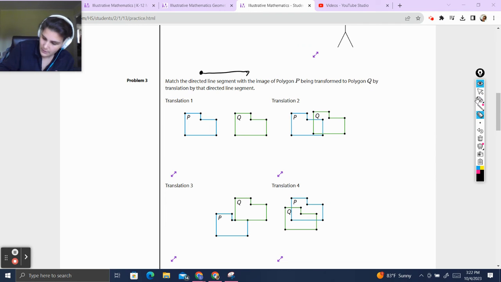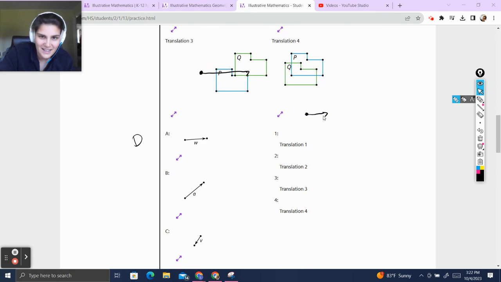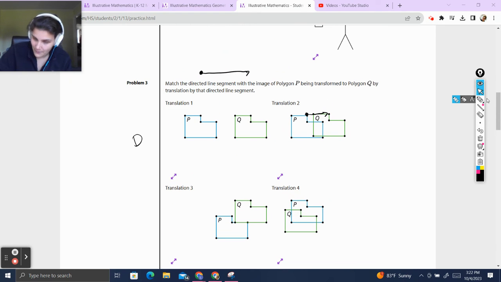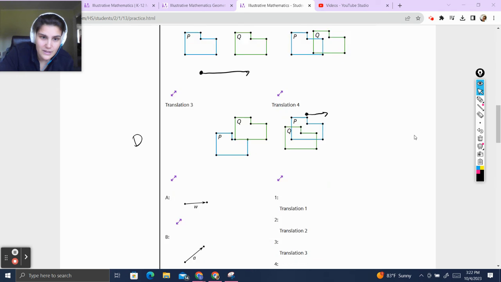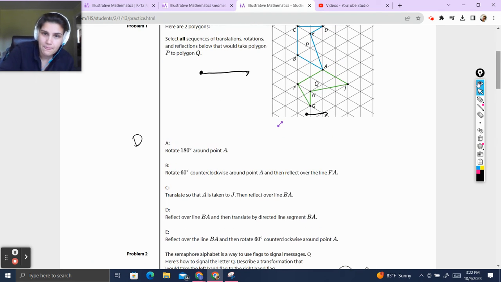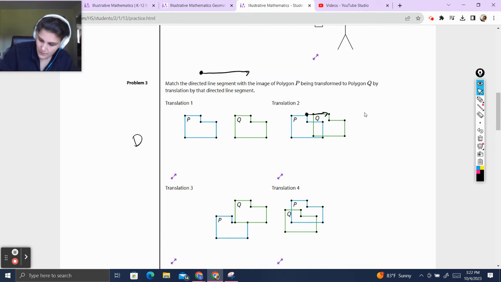Let's go on to the next question. Translation 2, P to Q. He's going to go from here to here, slightly up. And what's kind of cool about scrolling down like this is we can actually see the line segment that looks exactly like that line segment because I am translating as I scroll down. So that line segment for translation 2 is directed line segment A. So D, A.